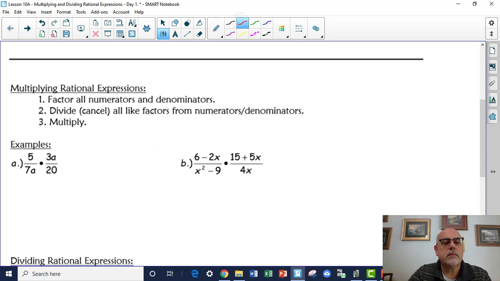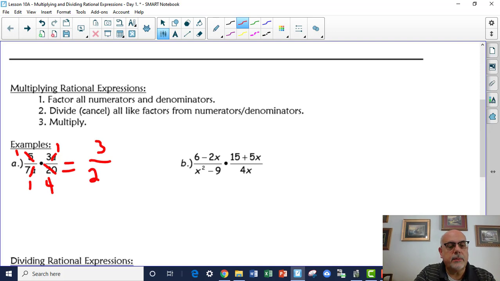If we look at this, A divides into itself once, and 5 divides into itself once and divides into 20 four times. And that's about all we can do. So if we multiply across the top, you have 3 over 28, 7 times 4. Done. Take a look at B here.